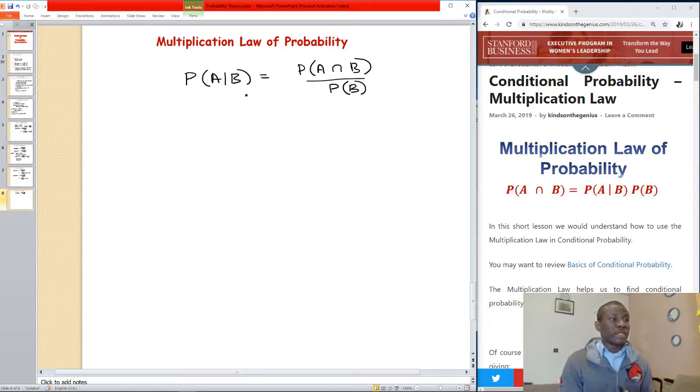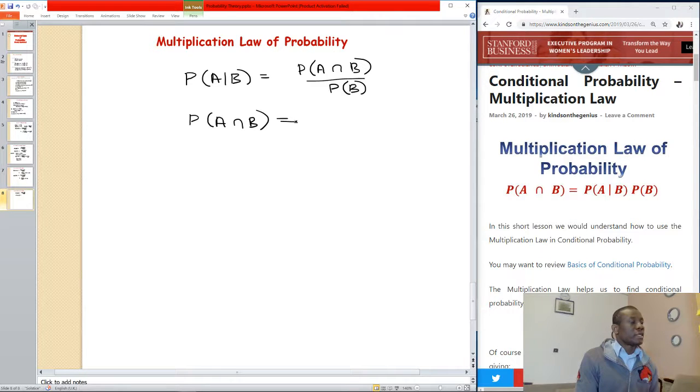Now, in this very short lesson, we are going to understand how to use the multiplication law of conditional probability. The multiplication law simply follows from this formula we've written. It helps us to find the conditional probability in this way. So we simply rewrite the formula by saying that the probability of A and B happening is equal to the conditional probability of A given B, times the unconditional probability of B.